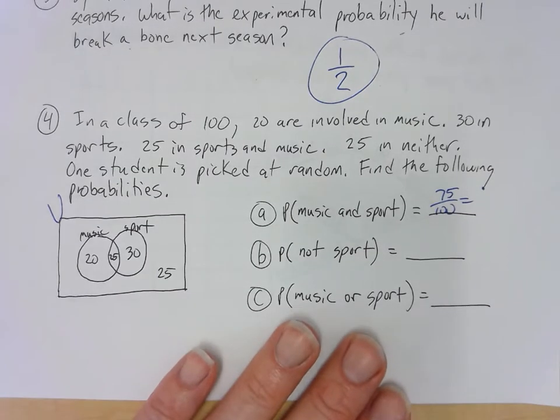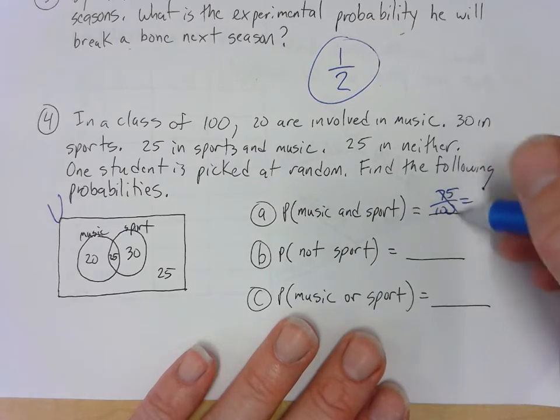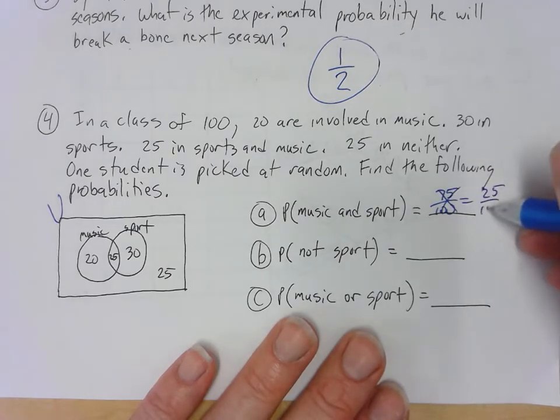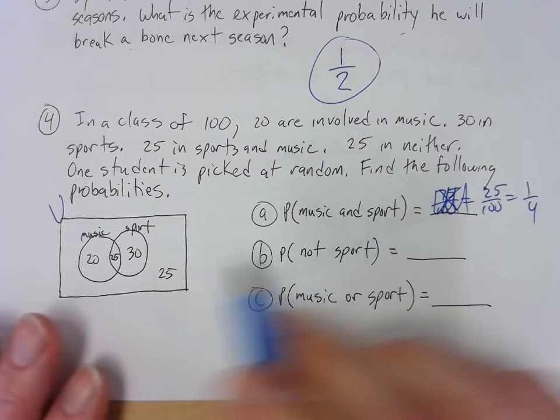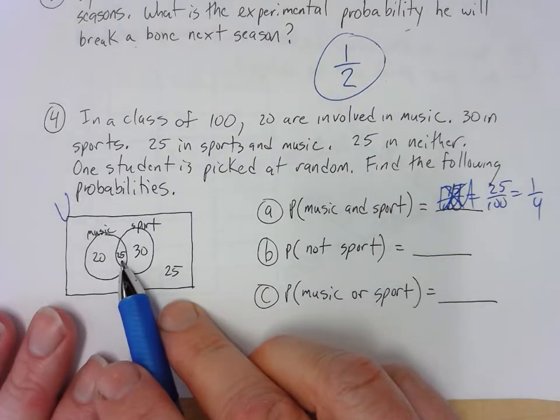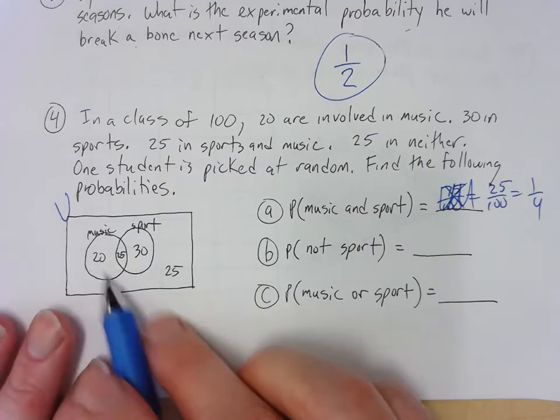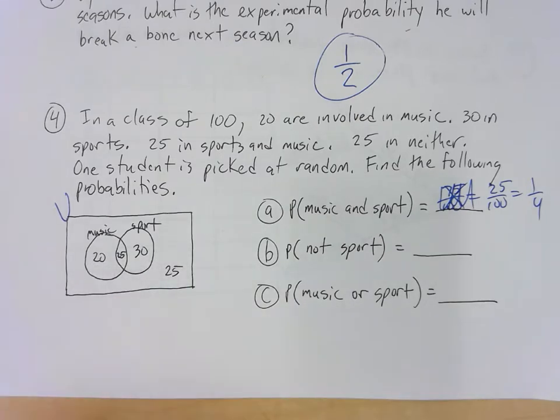Oops, hang on a second. Music and sport. I wanted the overlap, not just those, so hang on a second. I wanted 25, so it'd be 25 out of 100, which is 1/4. That's what I wanted, music and sport. They have both, so it's this and this. I was combining all those together for some dumb reason.